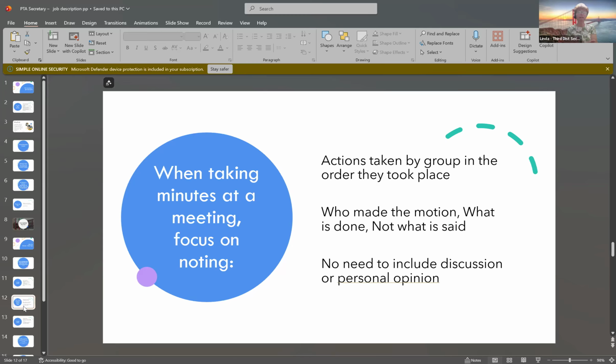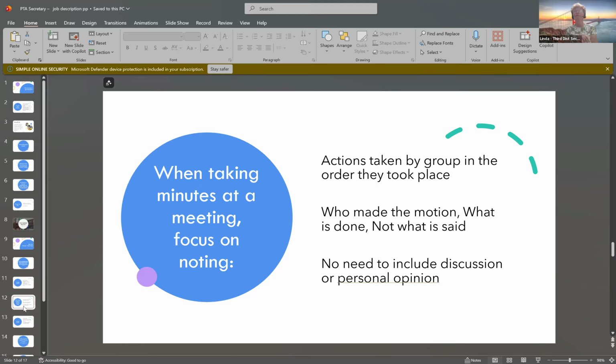When taking the minutes at a meeting, really the focus needs to be on noting. Your opinions and your input matter, but what matters most for the secretary or whoever is taking the minutes is that they focus on what action is taking place. So the actions taken by the group in the order that they took place, always super important. Who made that motion?